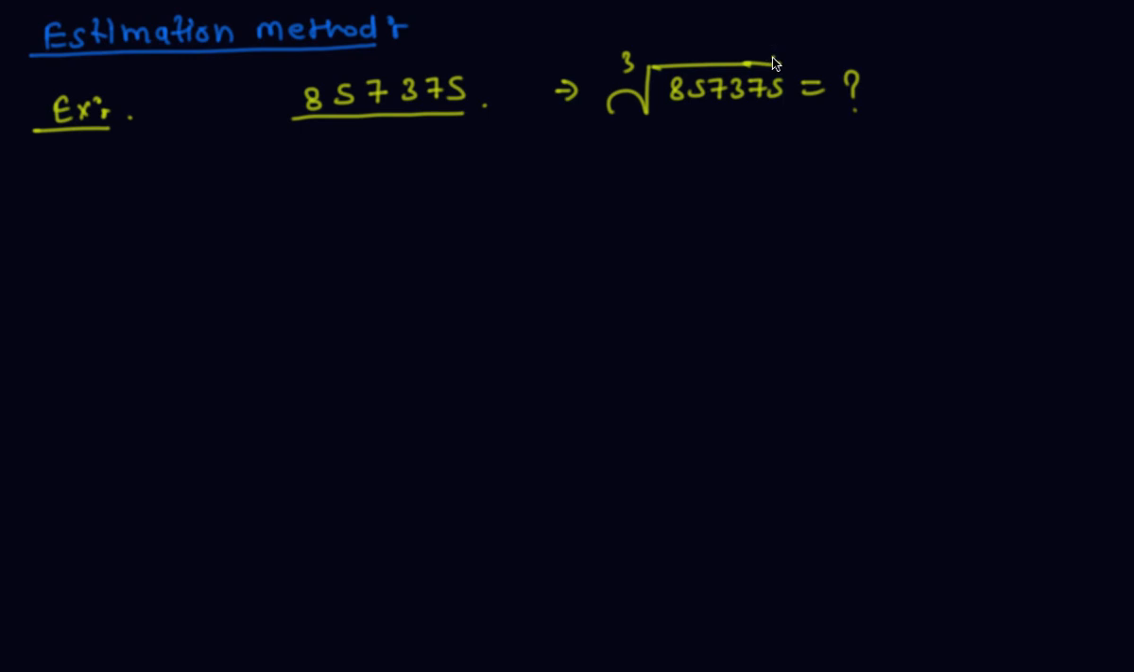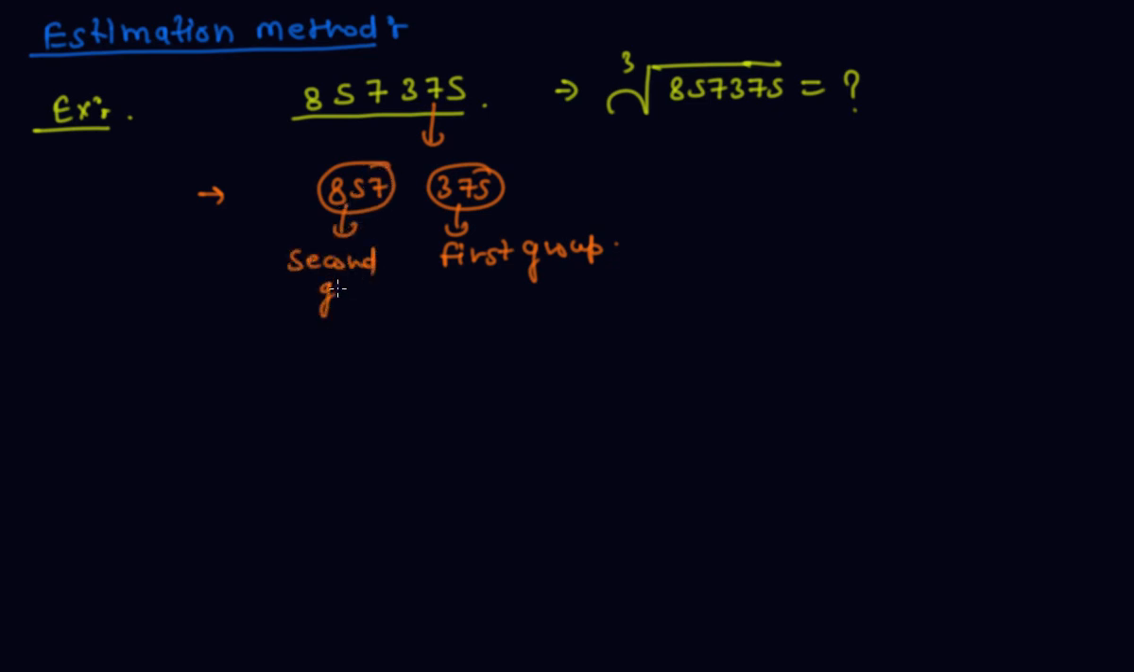So the first thing to apply this short trick: this number is divided into two groups. The first group is 375, and the second group is 857. Now we can estimate the cube root of a given cube number through a step-by-step process.